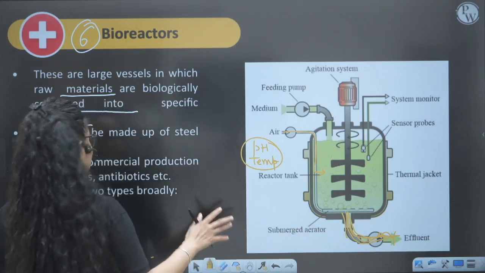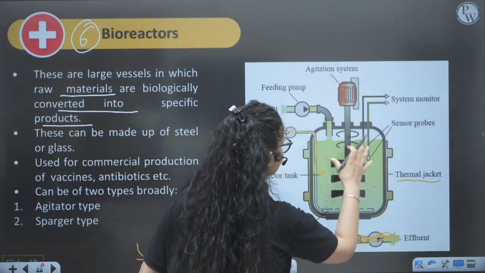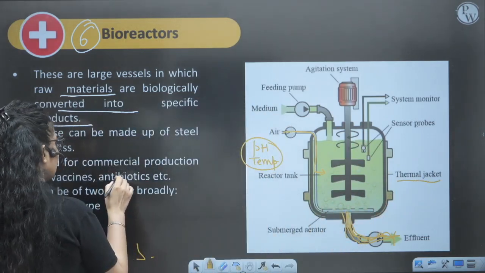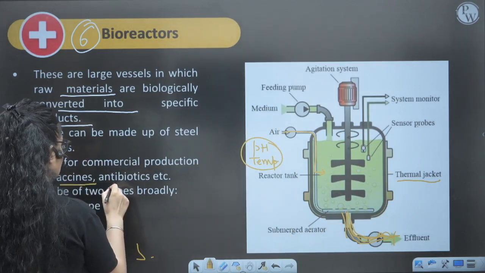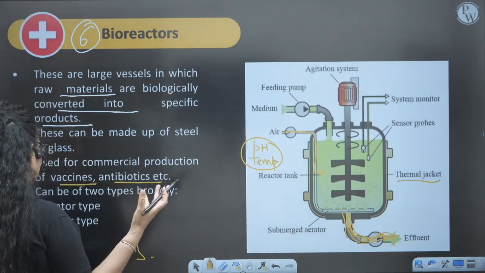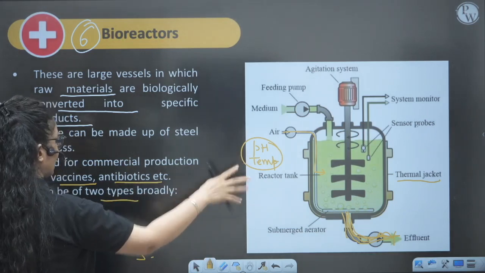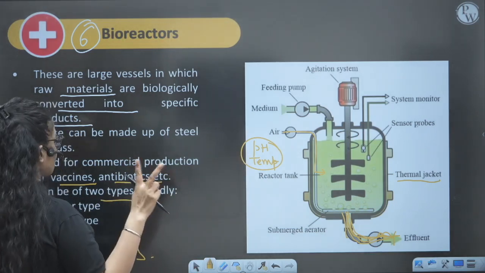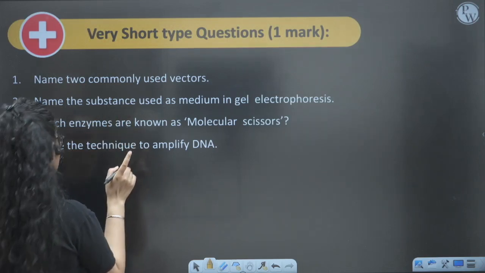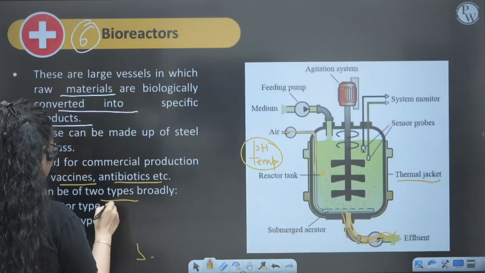Now you can see thermal jackets to maintain the temperature inside, right? It is also used for commercial production of vaccines, antibiotics, proteins, and enzymes. These large bioreactors are of two types: one is the sparged, the other one is the agitator.